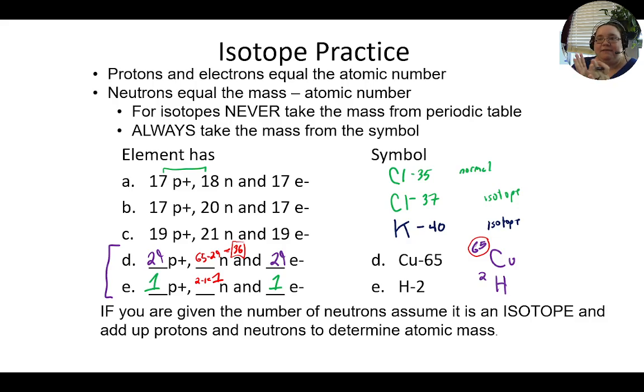Again, if I give you the neutrons, assume it's an isotope. Add them together and check it against the table. If I give you the mass with the symbol, use that number. Always use that number if I give you that mass.